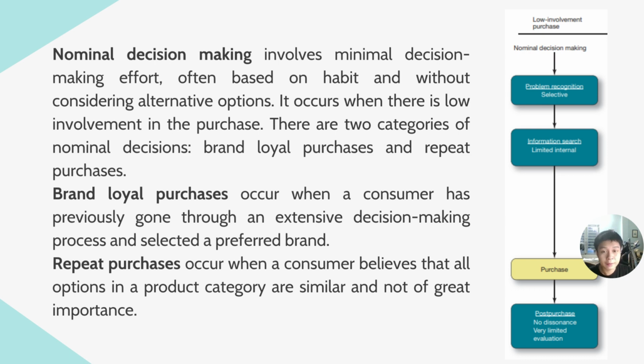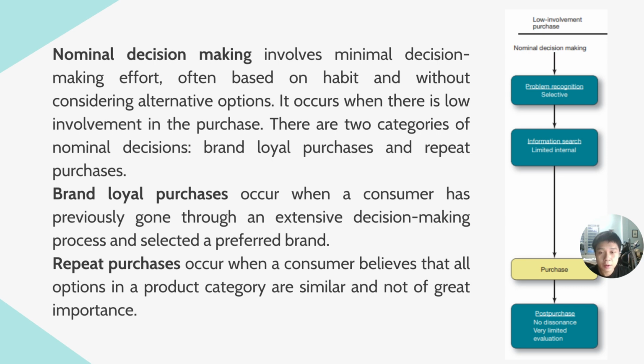There are two categories of nominal decisions: brand loyal purchases and repeat purchases. Brand loyal purchases occur when a consumer has previously gone through an extensive decision-making process and selected a preferred brand. They continue to purchase that brand without further consideration, driven by brand loyalty and emotional attachment.